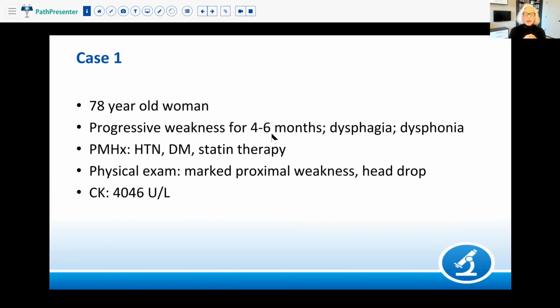So anyway, this is case number 1, and this is the actual clinical history for this case. So 78-year-old woman with progressive weakness for 4 to 6 months, with dysphagia, dysphonia, on statins, with marked proximal weakness, head drop, and pretty high CK level, 4,000.